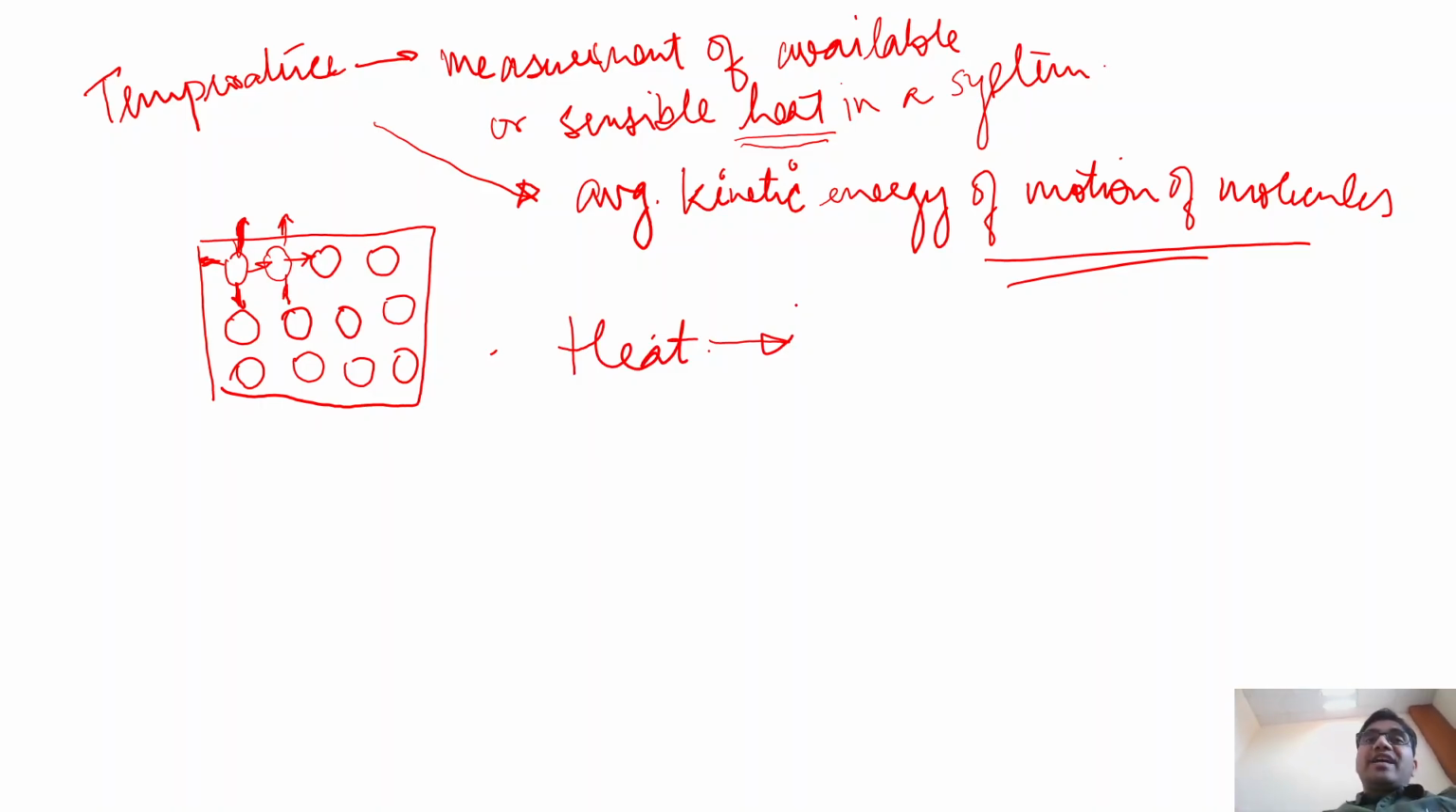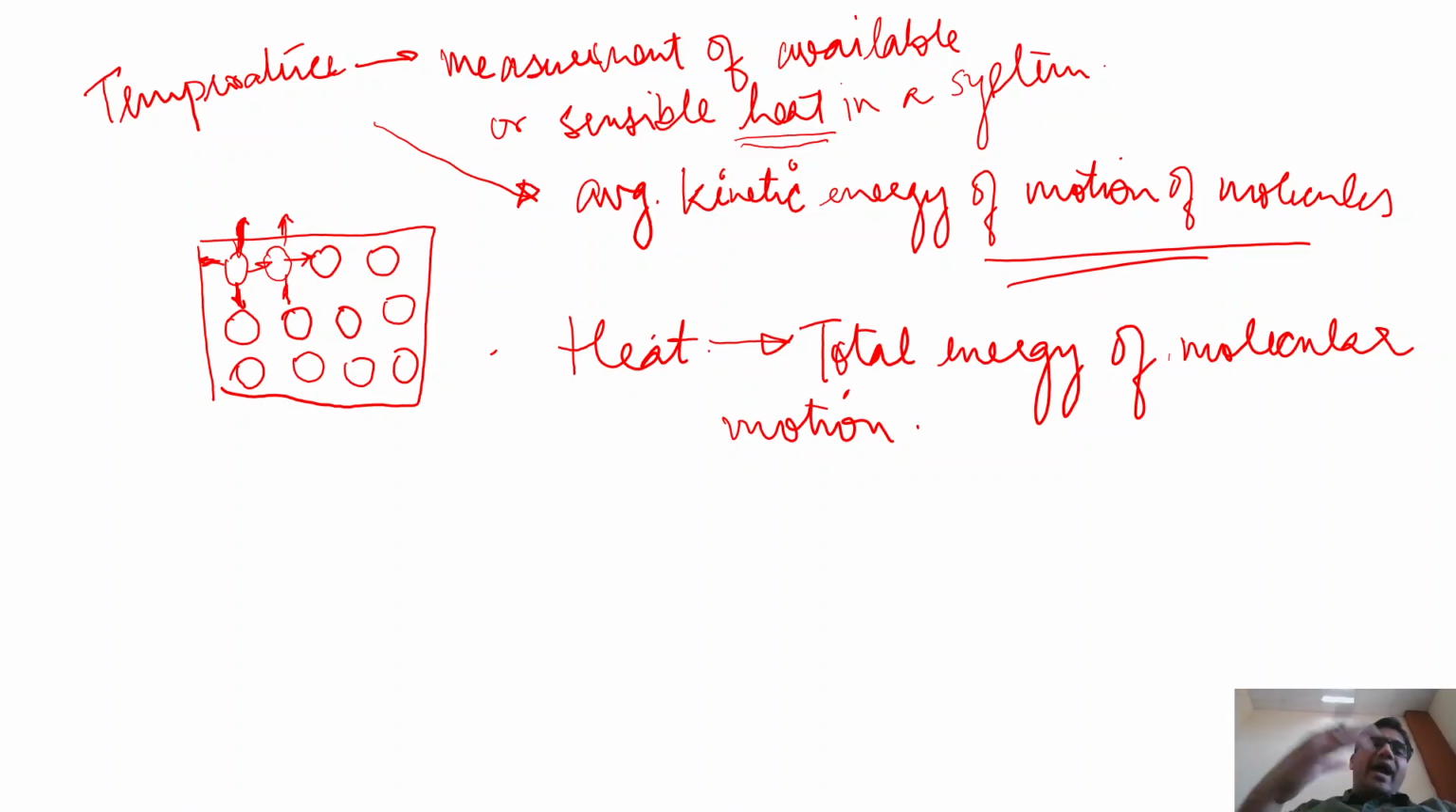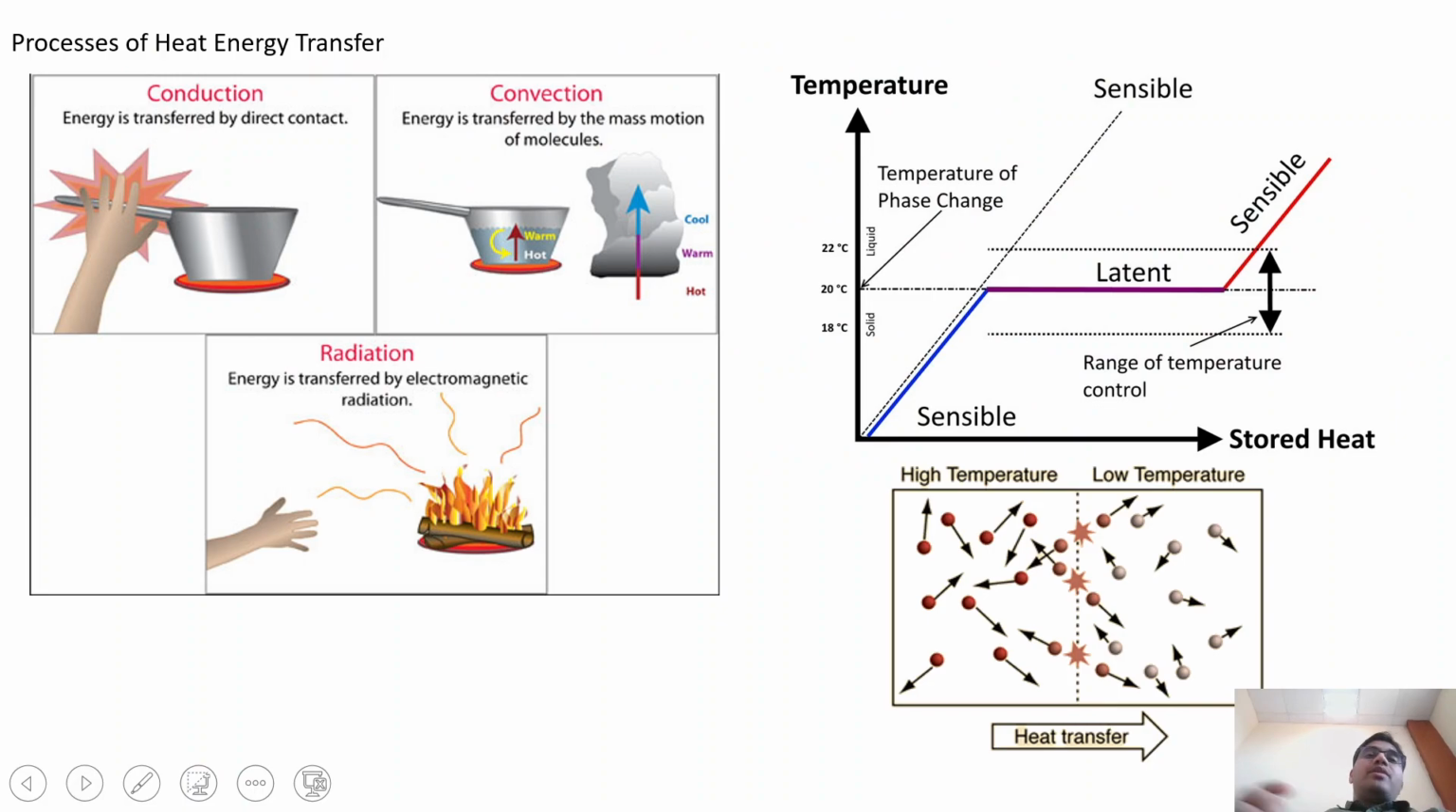Heat in terms of energy can be defined as the total energy of molecular motion in a substance. A certain molecule may have its own kinetic energy and its potential energy. If you add it up, it will be called the total heat, while the average kinetic energy is called the temperature. Now, once a system gains some heat, it tends to transfer this heat.